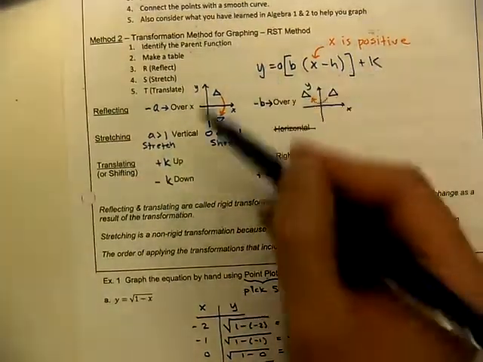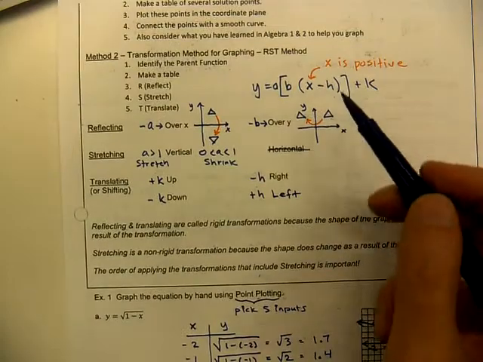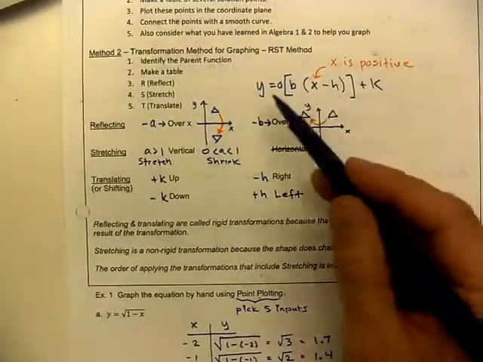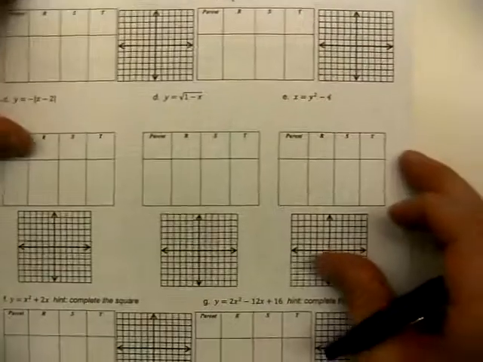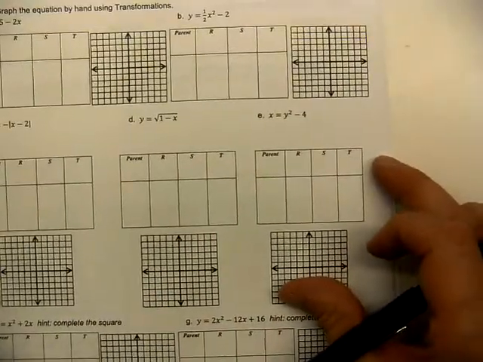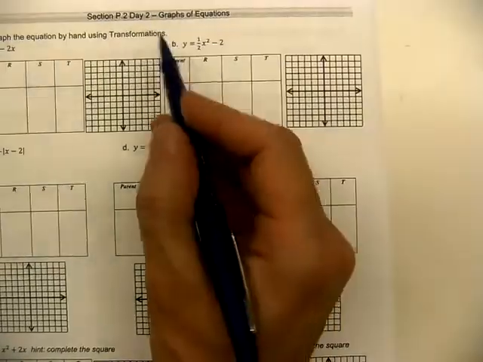And so if you need those details, you want to take a look at the previous notes, just to outline what we've got going on with that and the parent functions as well. Okay, so with that as the background, now we're taking a look at how to go through that RST process. So I'm going to start off here with part B.